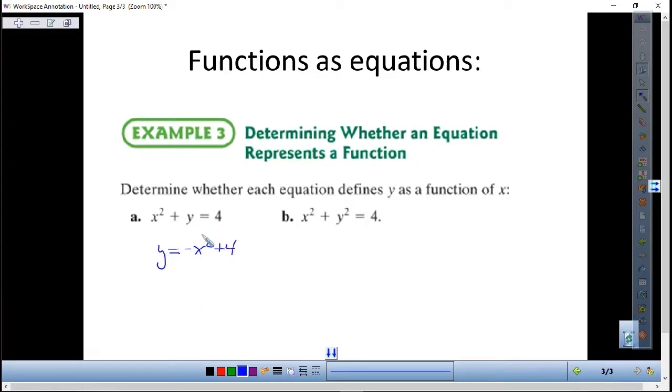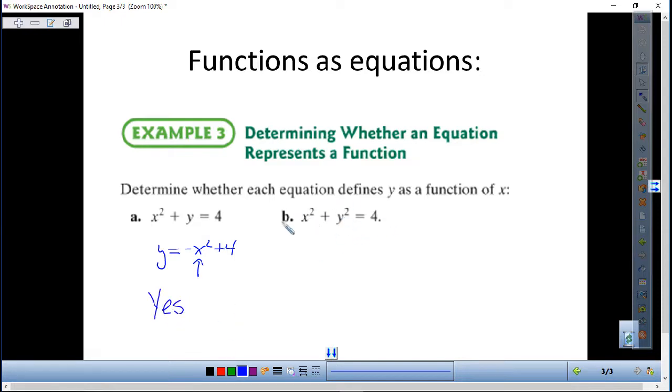So what we're asking is, is there a way that I can get two different y values when I plug an x value in? So let's say we plug in 1 right here. Is there any possible way that I can get two y values? Well, there is no way. So that's what we're looking for. Is it possible to get two y values for any given x value? In this case, it's not. So yes, this is a function.